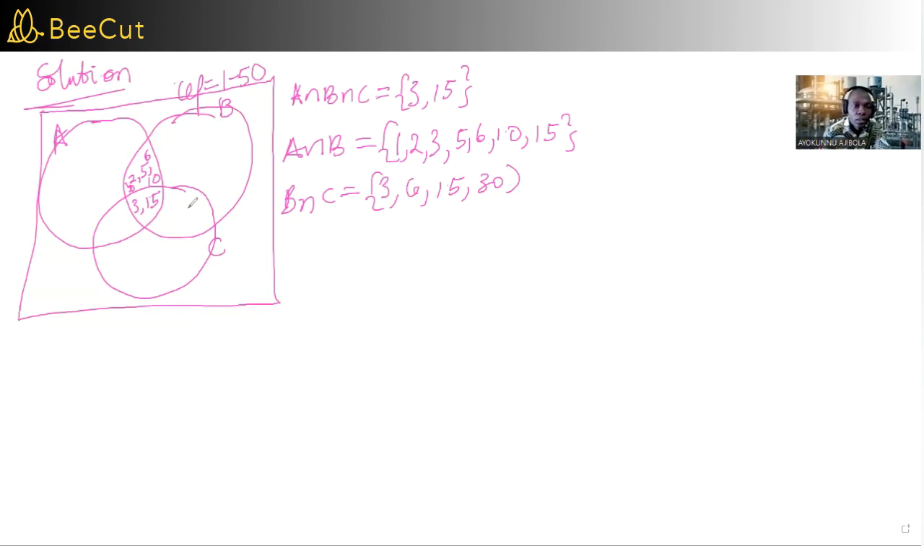Okay, is there 6 in C? Yes, there is 6 in C. If there is 6 in A, B, and C, then the 6 is supposed to be down here, then I remove it from here. So it doesn't exist. So 3, 6, 15, and 30. Now it remains only 30 that should fit in the set. Only 30. Now the next thing to check is A intersection C.